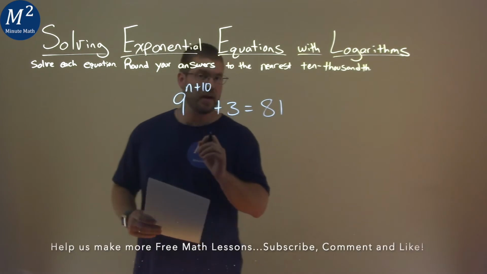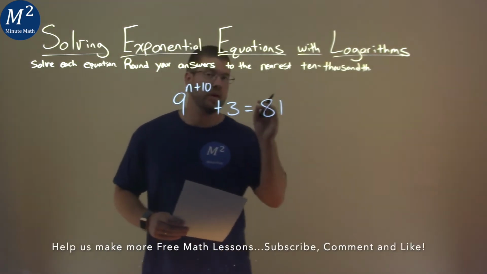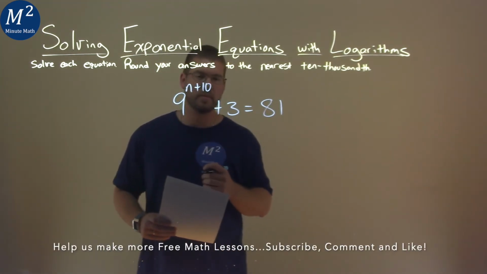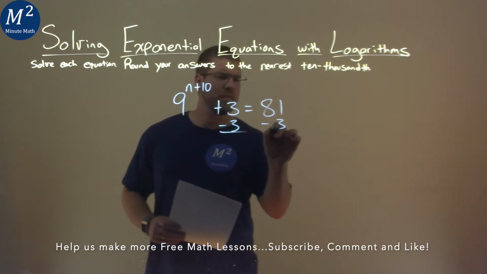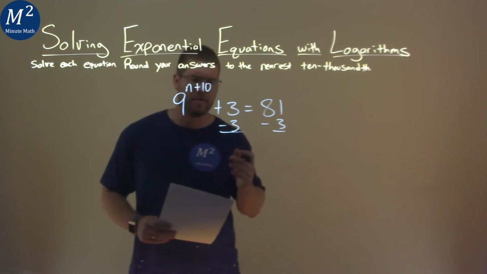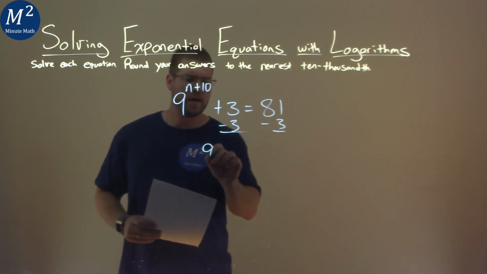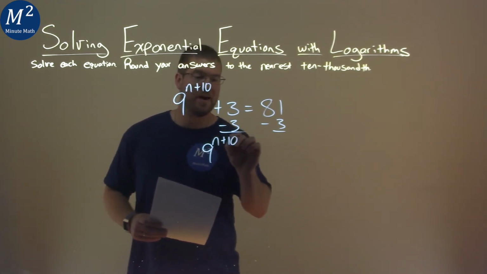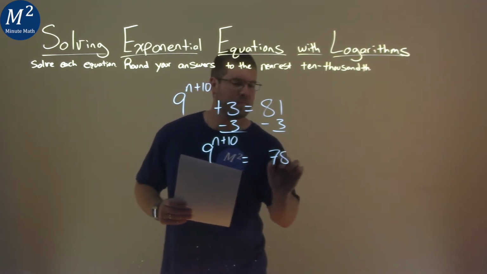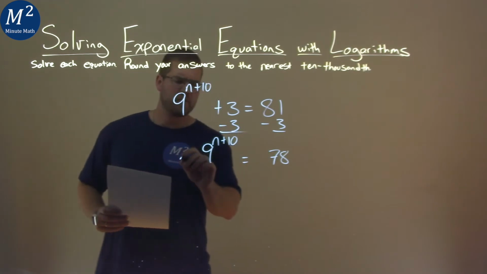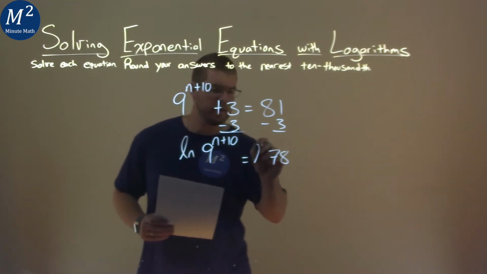We're given this problem right here. 9 to the n plus 10 power plus 3 is equal to 81, and we have to solve this equation. Well, first thing I want to do is subtract a 3 from both sides. Let's get this 9 by itself, or 9 to the power. In doing so, I have 9 to the n plus 10 power is equal to 81 minus 3, which is 78.